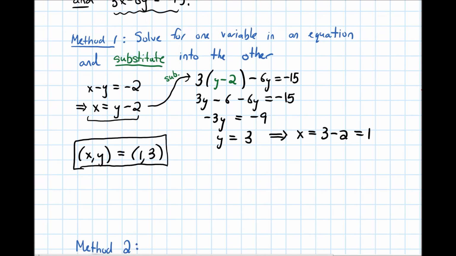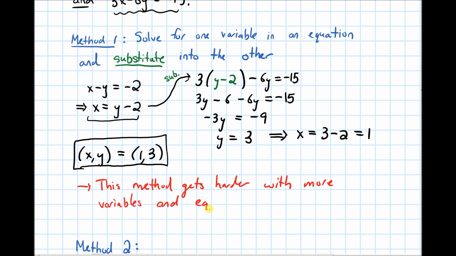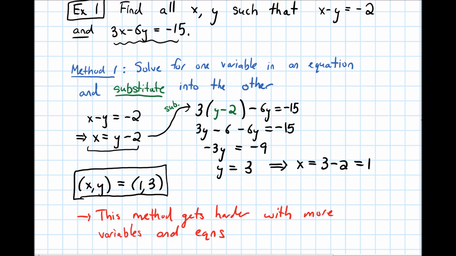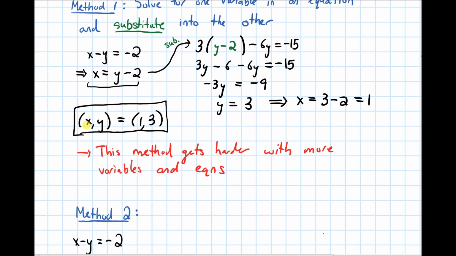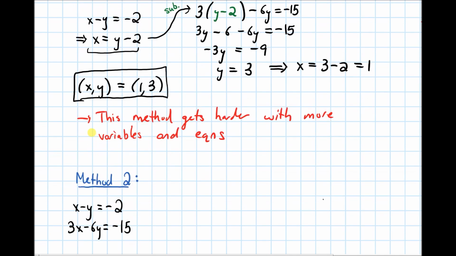Okay, so this first method, I'm just going to call it substitution. The issue with this method in general is that it gets harder with more variables and equations. The more variables I have, the harder it is to substitute. The more equations that I have, in this problem I just had 2 equations, but if we had more, the harder substitution gets.